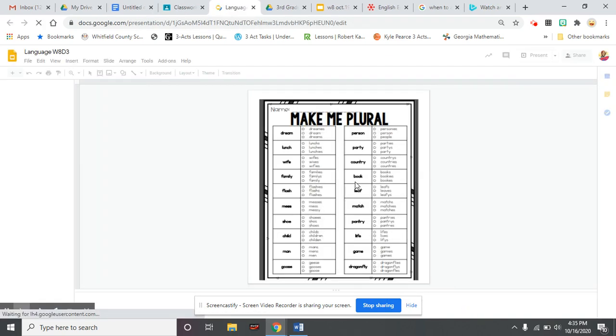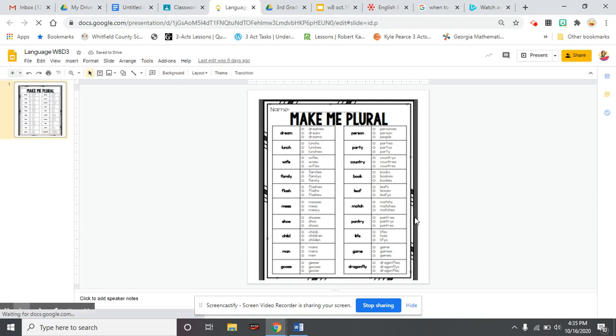Here is what this assignment looks like. For Language Week 8, Day 3, it says make me plural. You're going to go in and choose the correct form of the singular noun in its plural form. So you're going to look over here at the bold word, and then you're going to choose the word that would make it plural. When you've finished with all of those, you will turn it in.